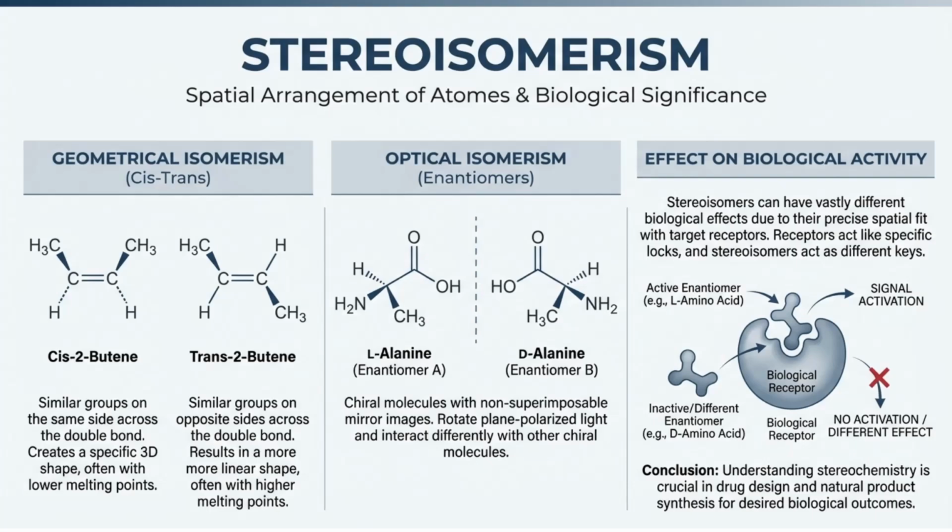Stereoisomerism arises when compounds have the same connectivity, but differ in the spatial arrangement of atoms. Geometrical isomerism, such as cis-trans isomerism, occurs due to restricted rotation around double bonds. Optical isomerism occurs in chiral molecules that exist as non-superimposable mirror images, known as enantiomers. These isomers can have dramatically different biological effects, especially in pharmaceuticals.